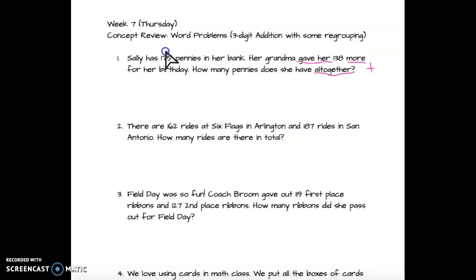Okay, now let's circle our numbers. So we're circling 175 and 138. And then we're going to go ahead and write our problem. 175. Let's go ahead and do that now. You can do it on your whiteboard or your paper. And then don't forget to draw your line nice and neat underneath. Okay? Let's go ahead and solve this one together.